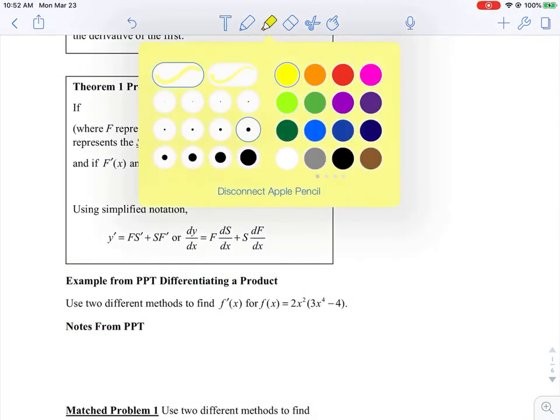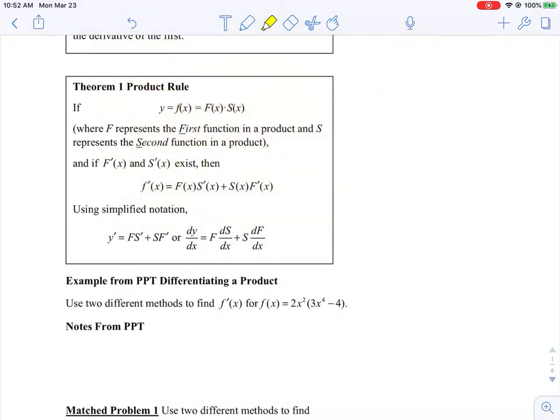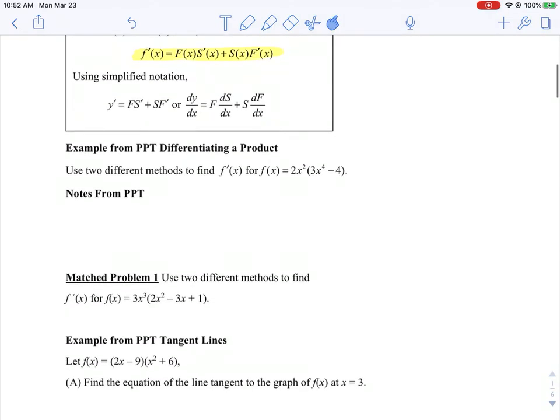So the product rule, change color, my highlighter here. Product rule, we basically have to have a product. So we have two terms, and we call the first term F and the second term S. And the derivative is the first times the derivative of the second, plus the second times the derivative of the first. And that's all there really is to it.